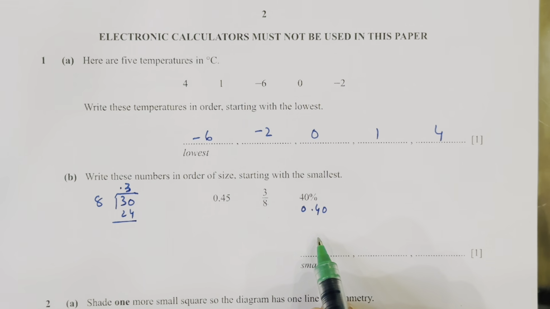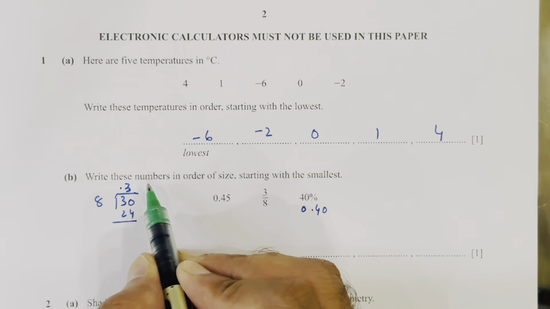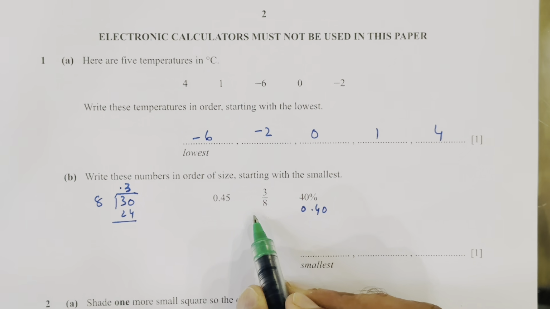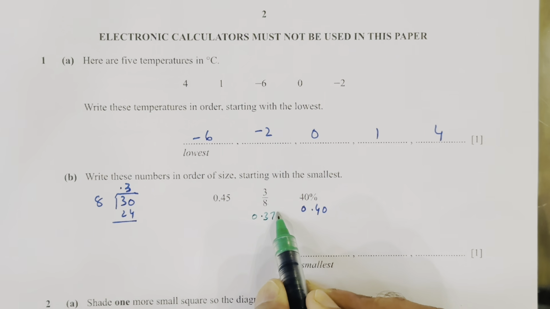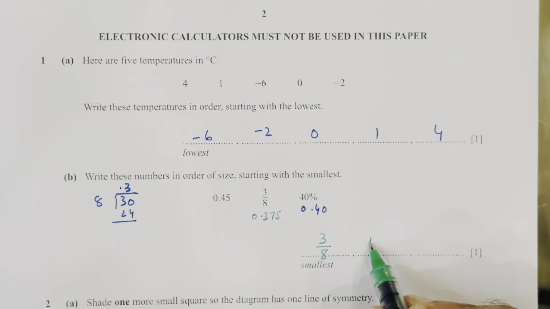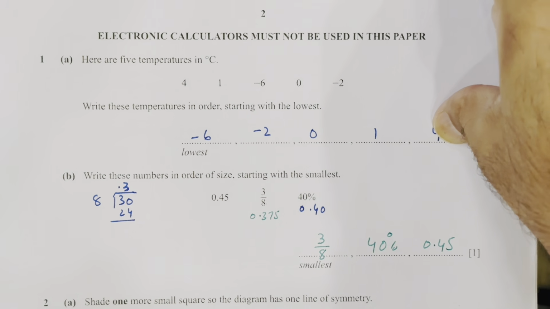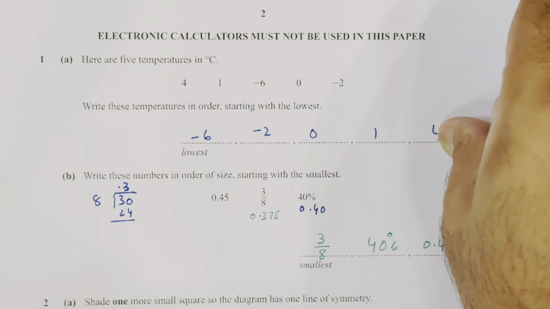We already know that the smallest number would be 0.3, and whatever the answer, it may be 0.375, but we don't need to write down the whole answer because 0.3 is enough to confirm that it is the lowest of the 3 numbers. Then it would be 40%, then it would be 0.545. So this is how we did this question smartly. Now moving to question number 2.